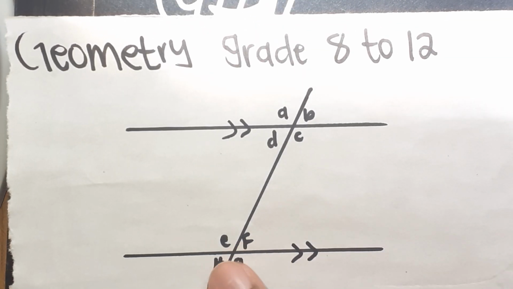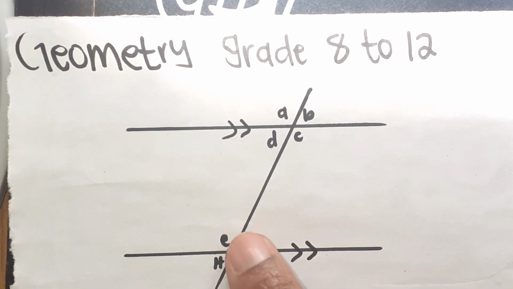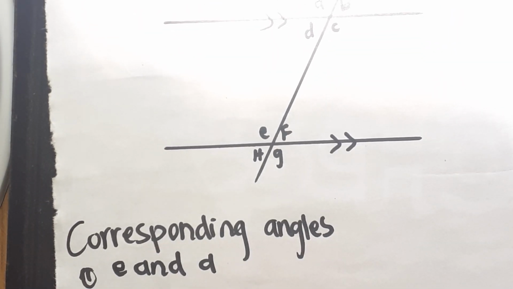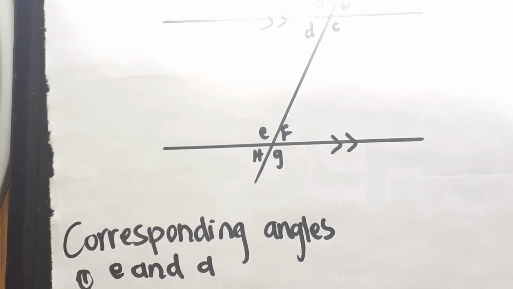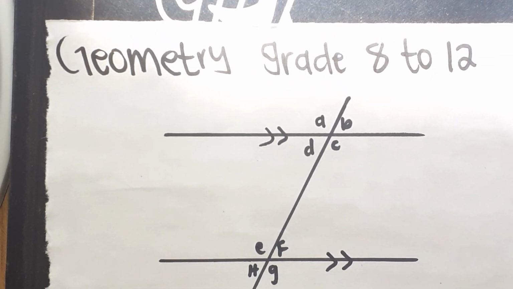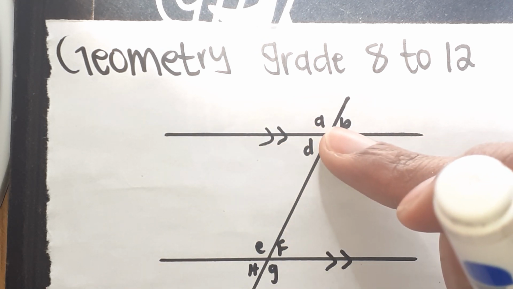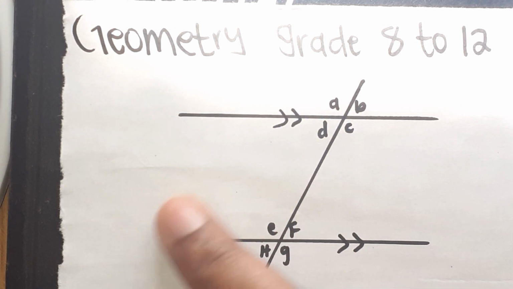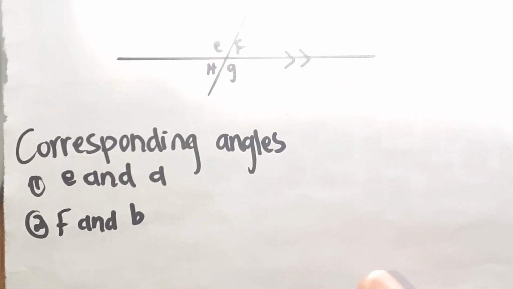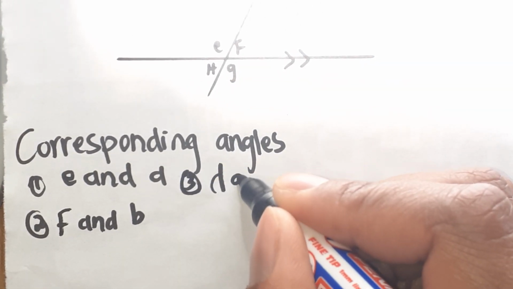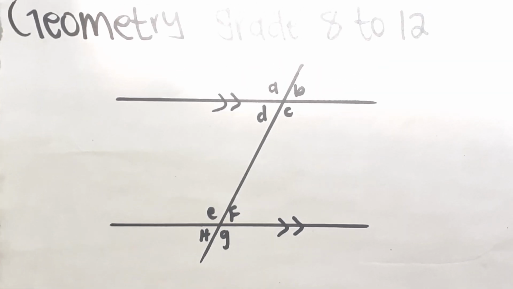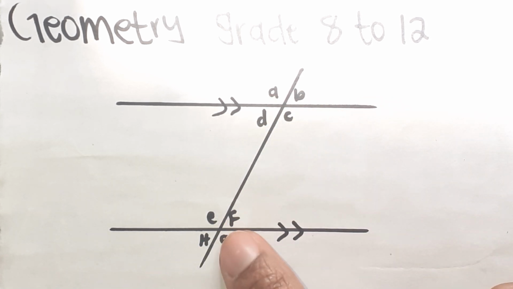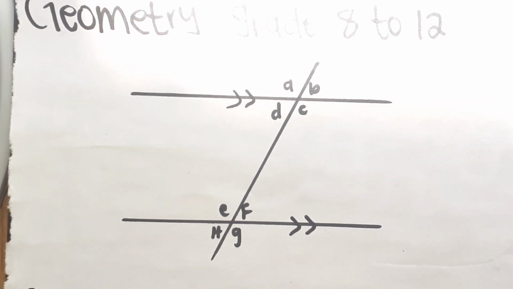And when you come to this side as well, you make that very same F. You see that F and B are also corresponding angles. And again, when you check now, going down, you're going to see that D and H as well are corresponding. D and H are also corresponding angles. And then you're going to see that C and G are also corresponding.